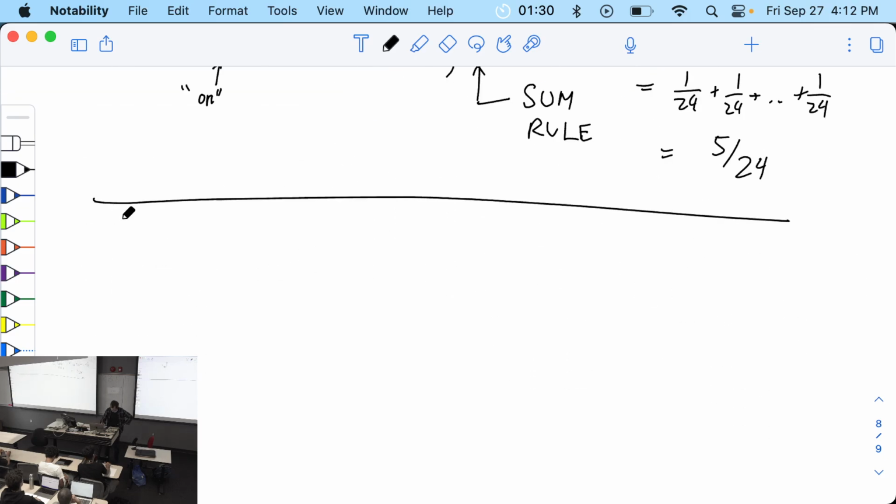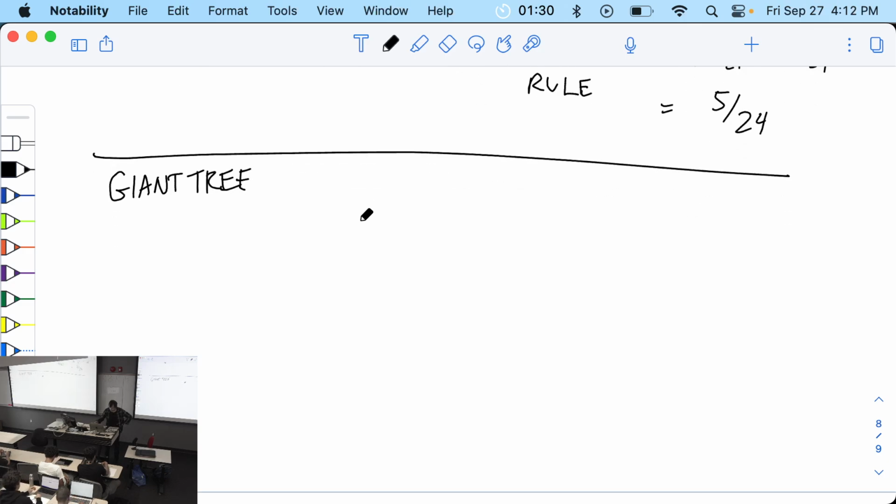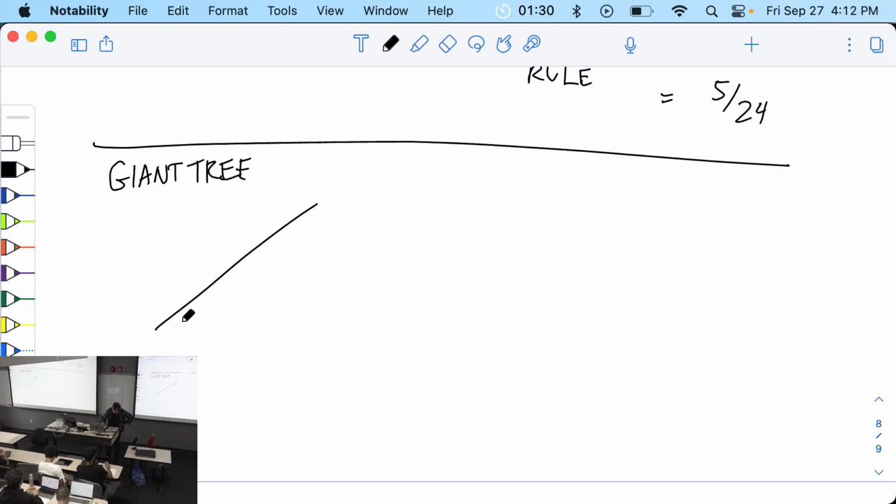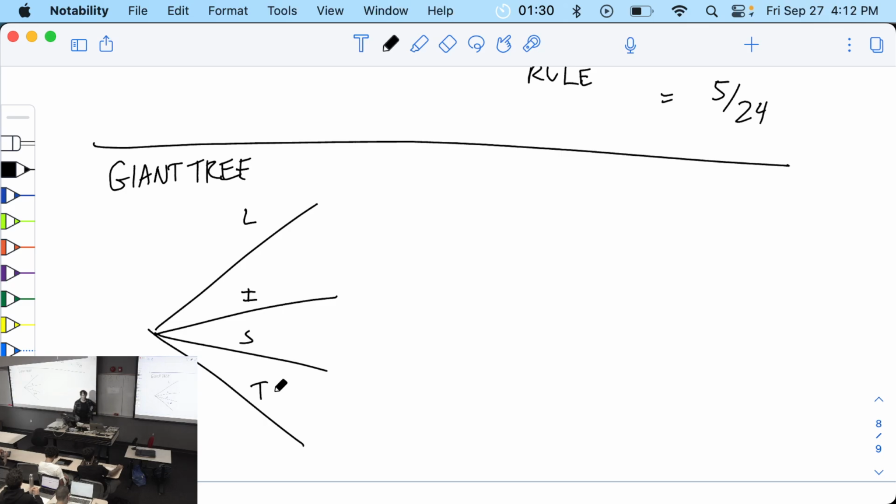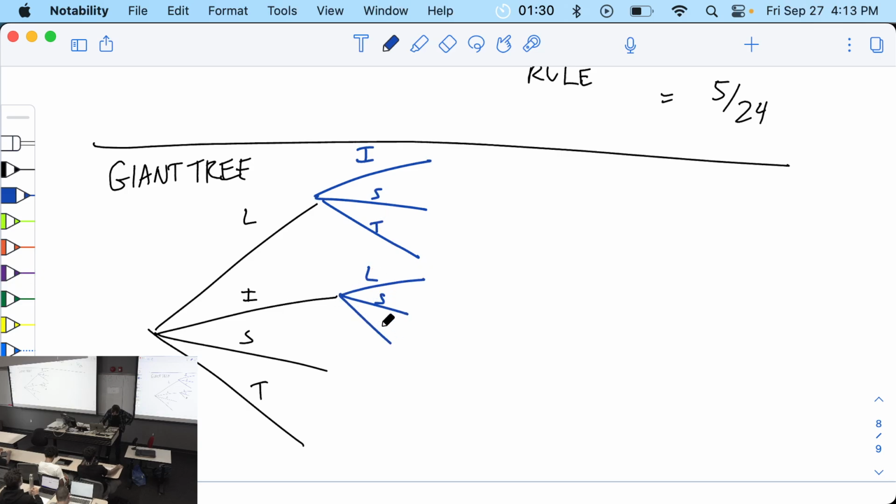You draw a giant tree, the giant tree way. In your giant tree, you keep track of all the possibilities. So the first one could come out L, I, S, or T, right? That's the 4 possibilities for the first letter. Then each of those has 3 possibilities for the next letter. Let's do that in a different color, so we try to keep it a little bit more organized. 1, 2, 3. It could be I or S or T. Or over here, it could be L or S or T. Here it could be L or I or T. And here it could be L or I or S.